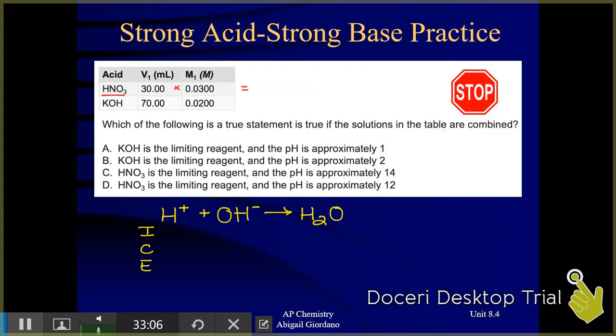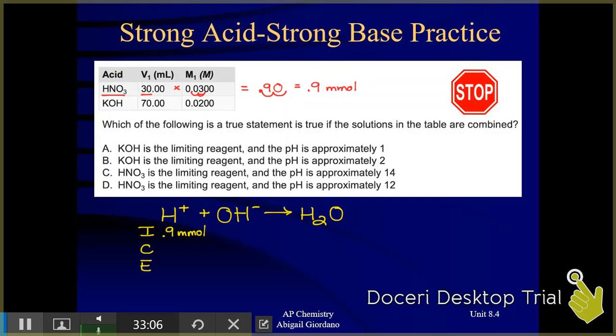Here's how I think of it, guys. If you're not good about multiplying with decimals, think about just what is 30 times 3? Well, that's 90. But it's not 30 times 3. It's 30 times 0.03, which is a difference of 2 decimal places. So guess what? Move it back 2 decimal places. So that's 0.9 millimoles. Okay, so I'm going to fill that in my ICE table down here. 0.9 millimoles.